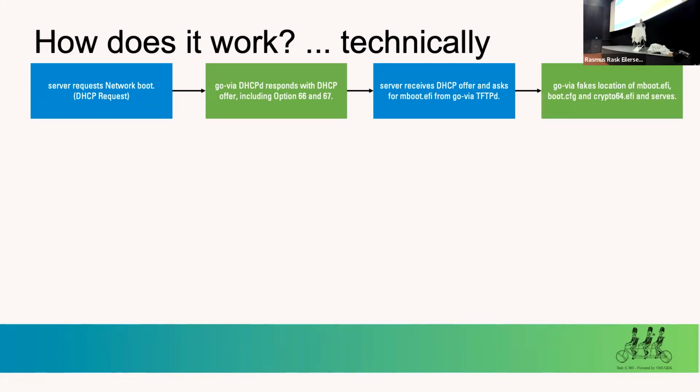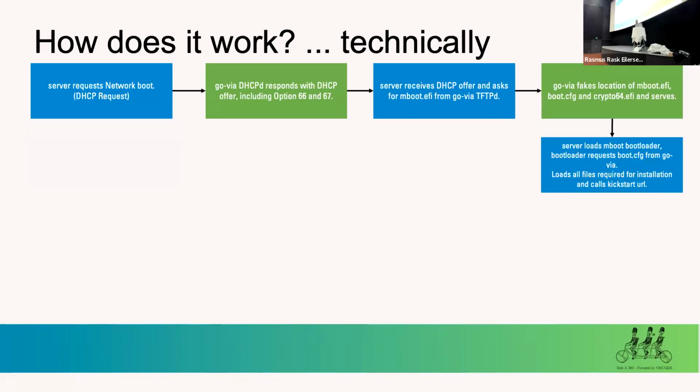So yeah, GoVia will fake the location of the mboot.efi file and send a boot.config and the crypto files that are used for secure boot. So the server will load the mboot bootloader, and then it will start asking for a ton of files, including the boot.config and everything else that's actually required to do an unattended installation.